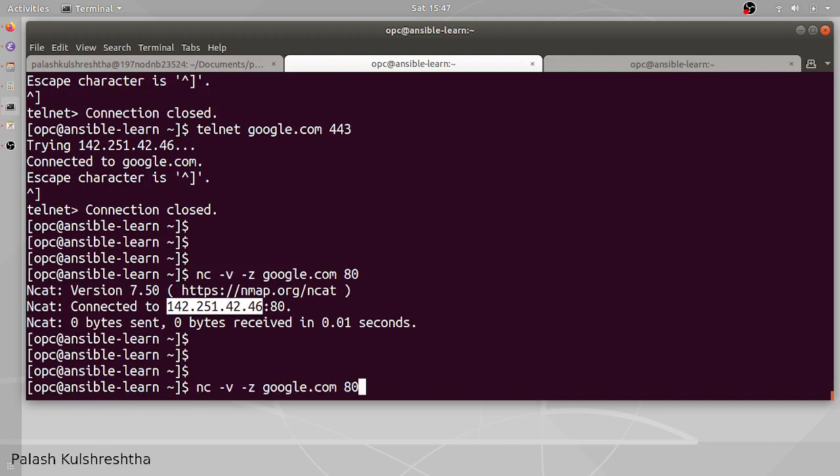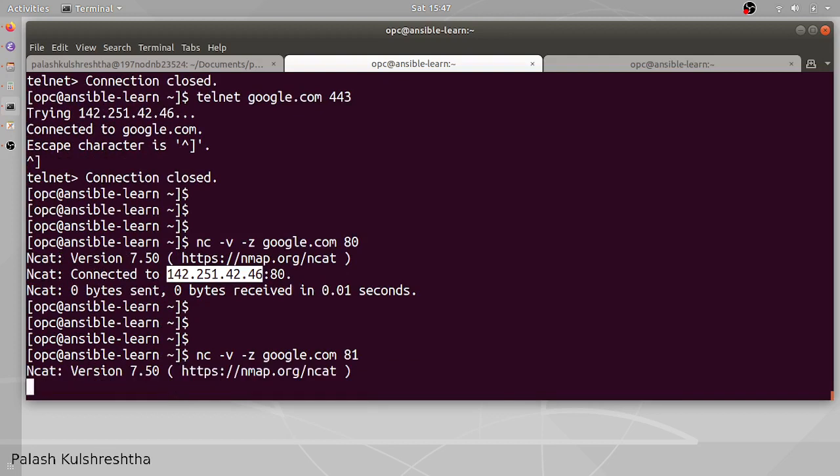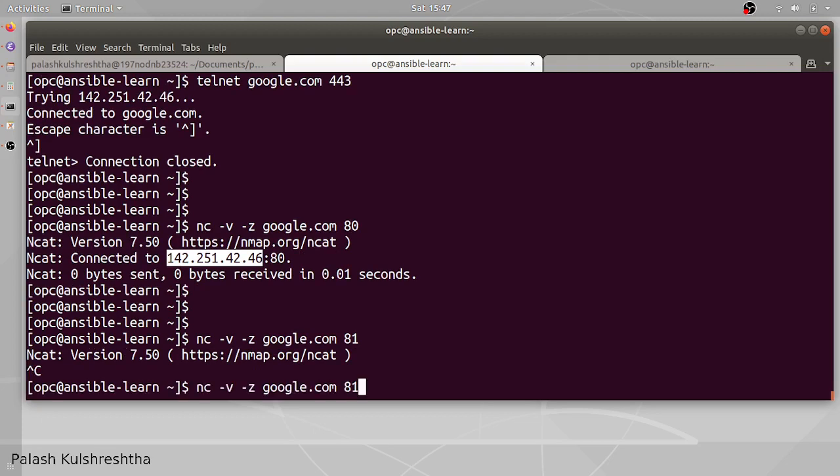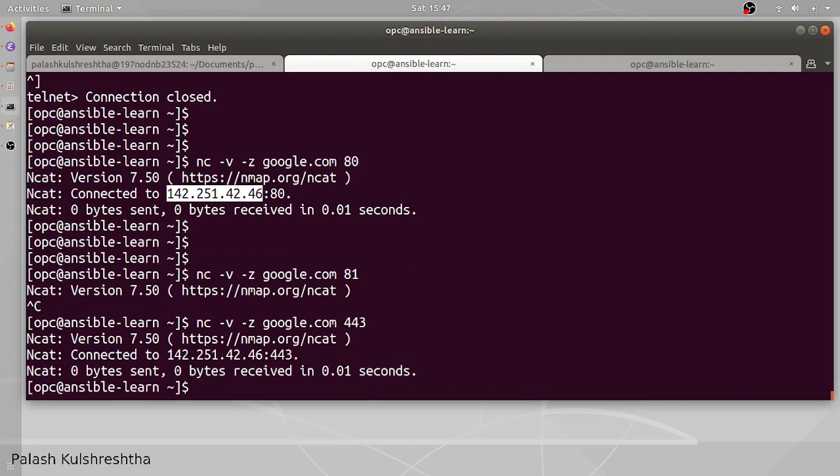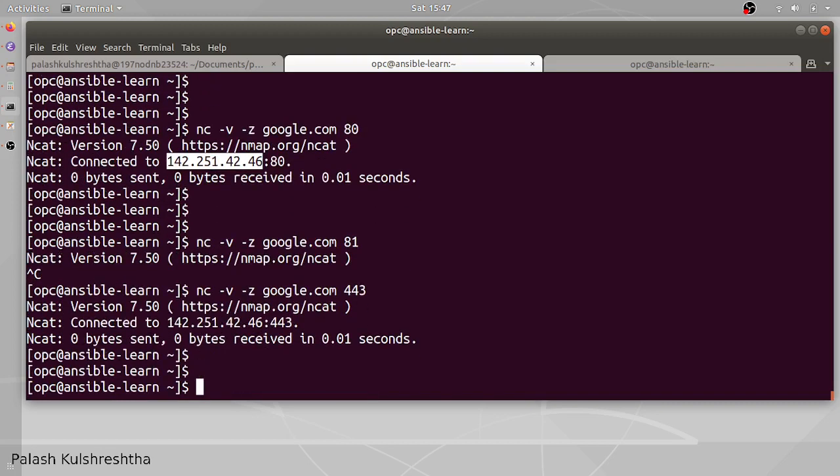Similarly, let's try to check connectivity on port 81. In this case, it is not exiting. That means it is not able to connect on port 81. So you show that you don't have connectivity on port 81. Check connectivity on port 443 by this nc -vz google.com port 443. You are able to connect. So this is the way.